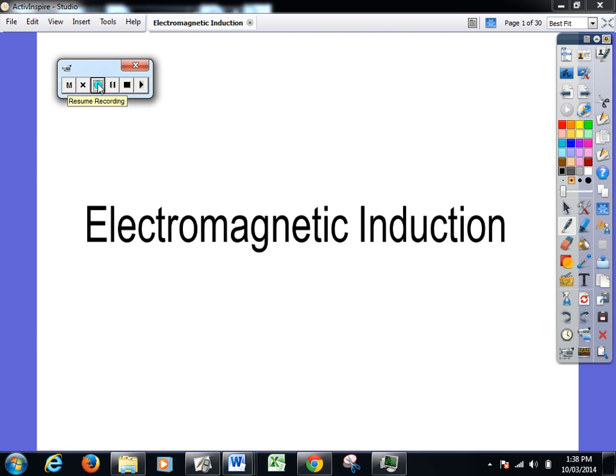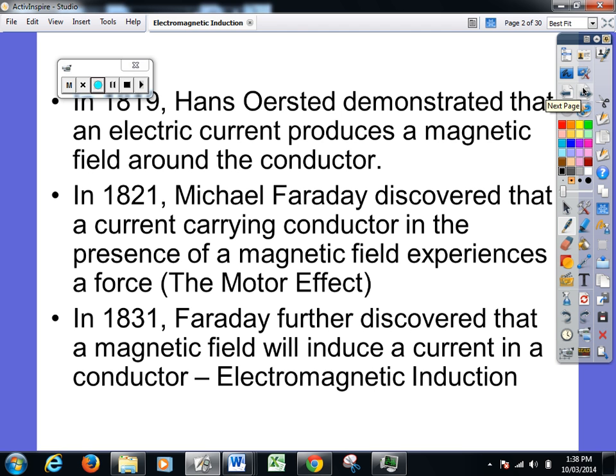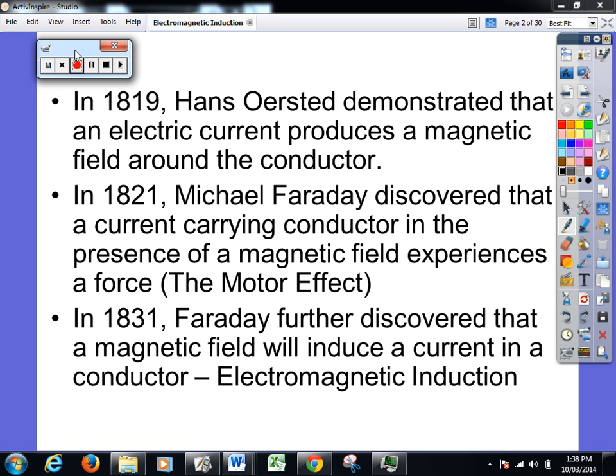Up until now, we've been looking at using electricity to make something move, which we call the motor effect. We also know, and I'll just give you a bit of history, the topic is going to be electromagnetic induction, but we know from a few experiments, and here are three pivotal experiments. In 1819, Hans Ørsted demonstrated that around every wire that carries a current, there is a magnetic field. And we know that this is a circular magnetic field, and we use our right-hand grip rule for that.